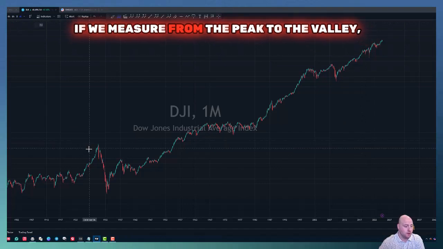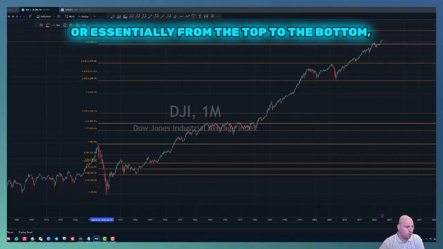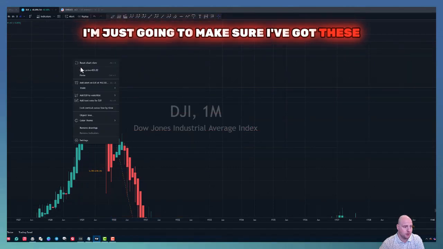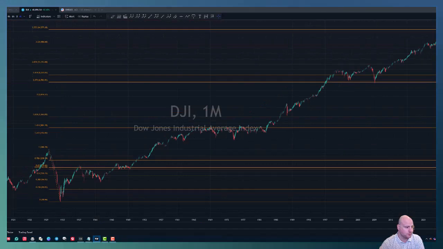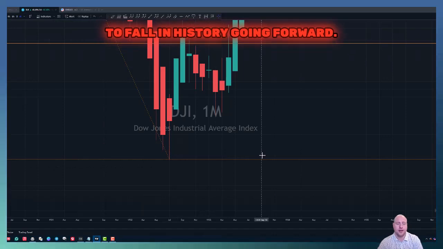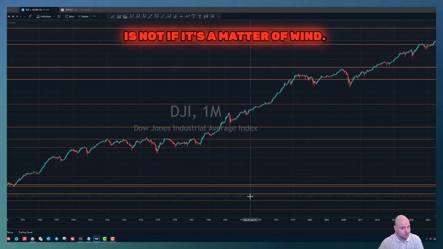If we measure from the peak to the valley, or essentially from the top to the bottom, or the 100 to the 0 level, I'm just going to make sure I've got these on here correctly, it will then plot out exactly where we're going to fall in history going forward. The only thing is, not if, it's a matter of when.